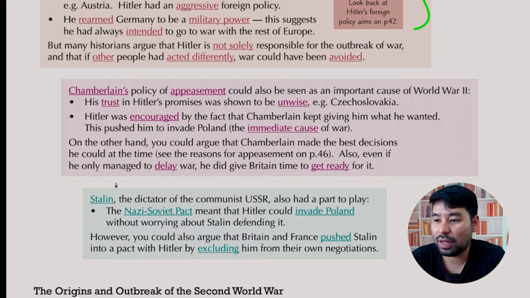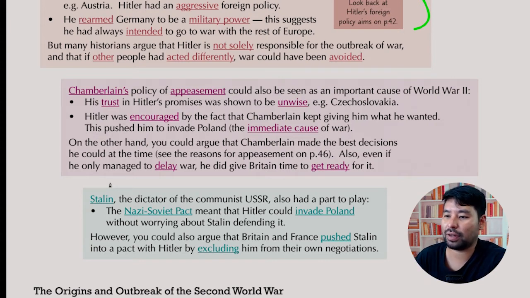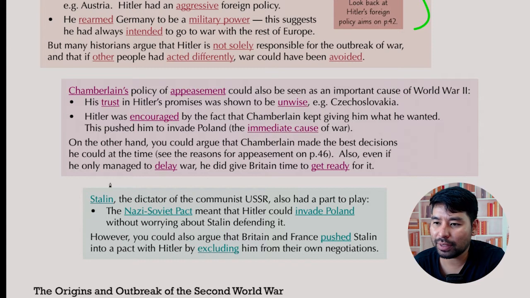Chamberlain's policy of appeasement. Do you remember who Chamberlain was? Remember that? I'm going to read firstly, and then I'll give you a friendly reminder. Okay, so Chamberlain's policy of appeasement could also be seen as an important cause of World War II.